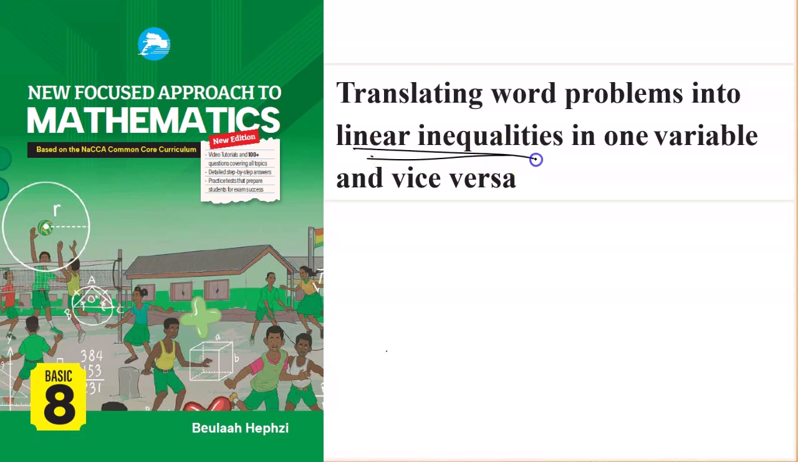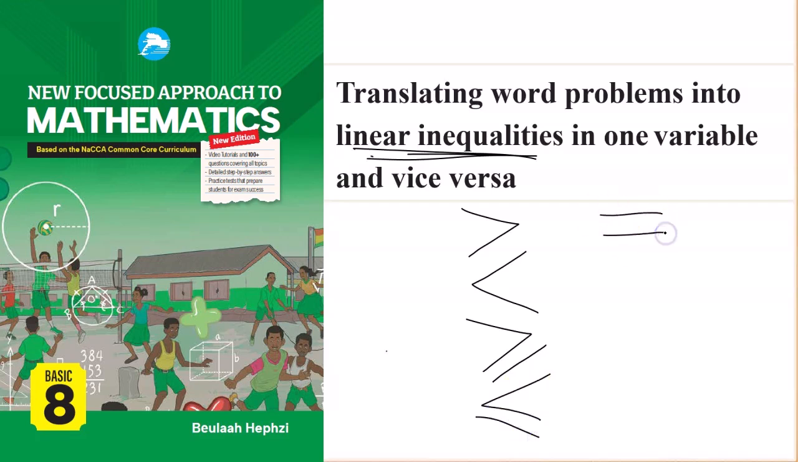Now, when we talk of inequality, it always comes with an inequality symbol like greater than, less than, greater or equal to, less or equal to. These are the symbols we normally see when we write inequality. When we see equal to, then it means equation. But here we are going to look at these kinds of symbols. We call them inequality symbols.